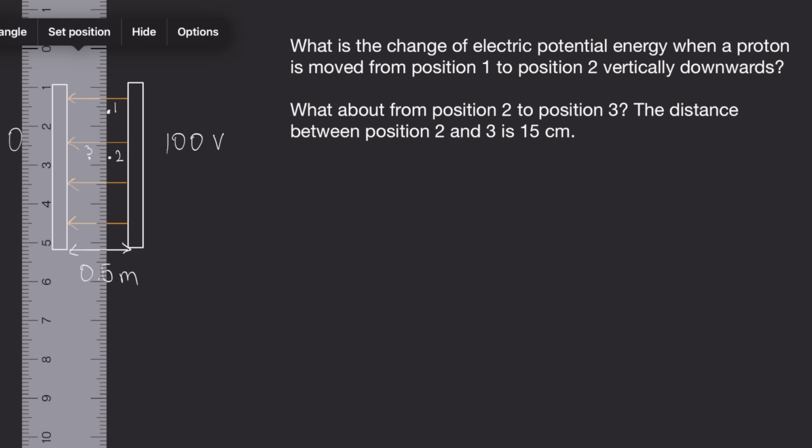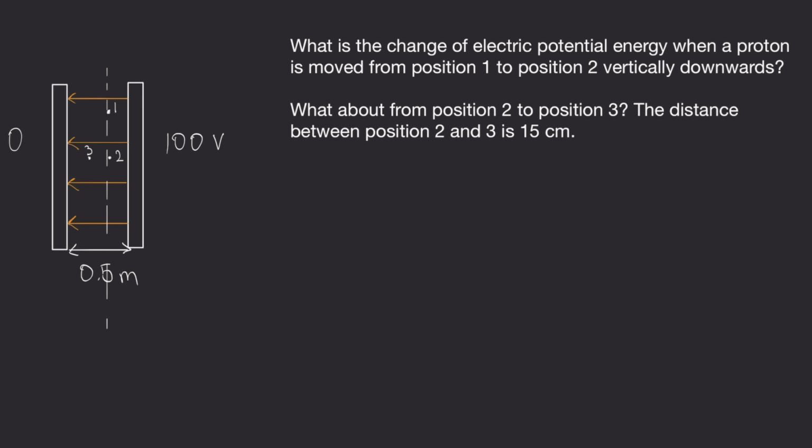Well, how do we know this? Imagine if we were to release a proton from anywhere along this line, it is still going to strike the other surface with exactly the same speed because it will have acquired exactly the same amount of energy. So anywhere along this line, we're going to have the same electric potential energy. So the answer to the first question is actually 0. What about from position 2 to position 3?